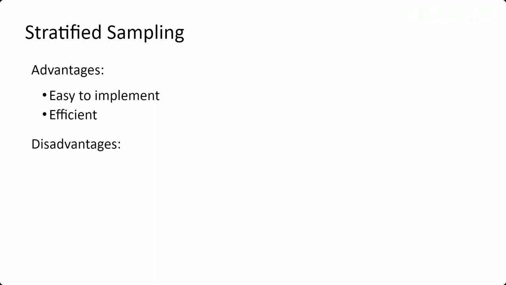So the heading is wrong there, but it's supposed to read clustered sampling. The advantages are that it's easy to implement, it's efficient. The disadvantage is that it is inaccurate because you have left out other clusters which may have different characteristics from the selected clusters. That's one of the disadvantages. Forget about the heading there. It's actually supposed to read clustered sampling.